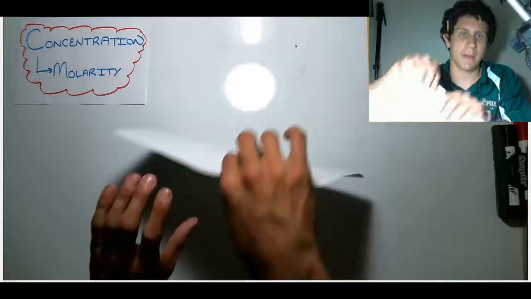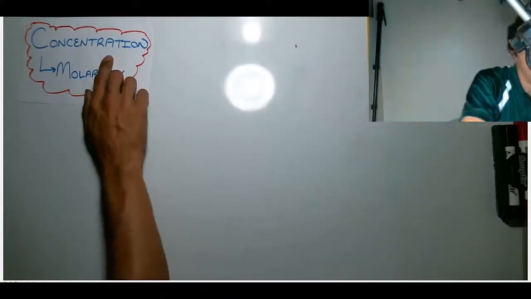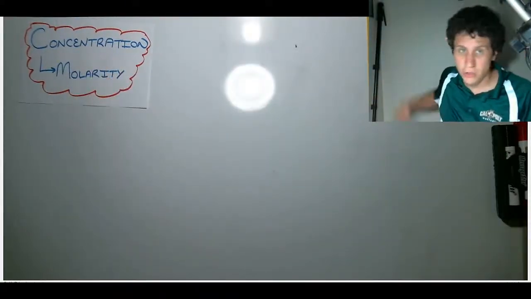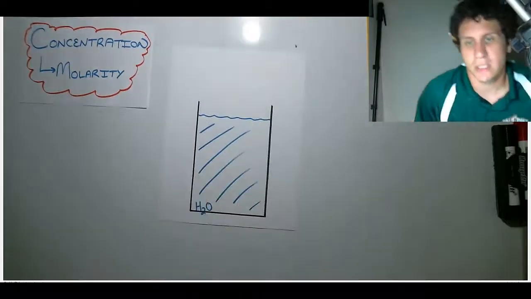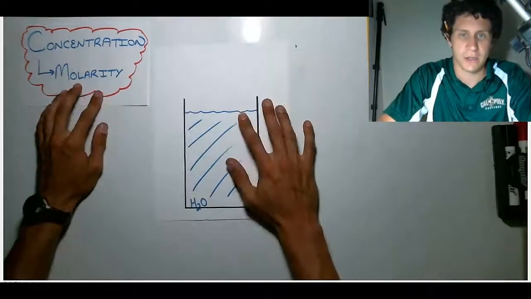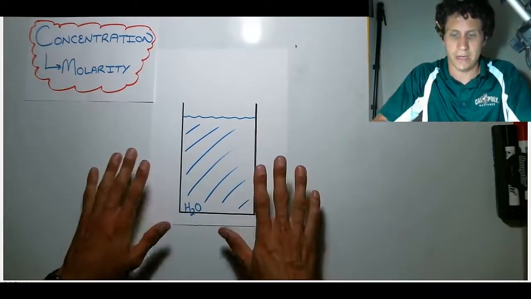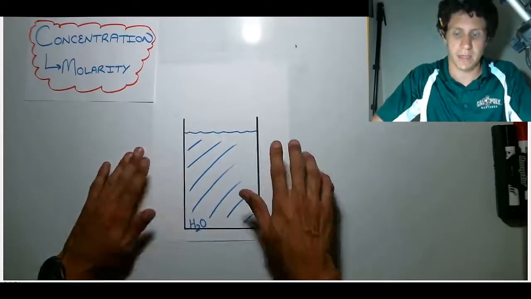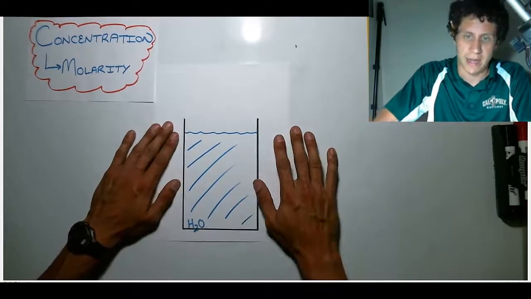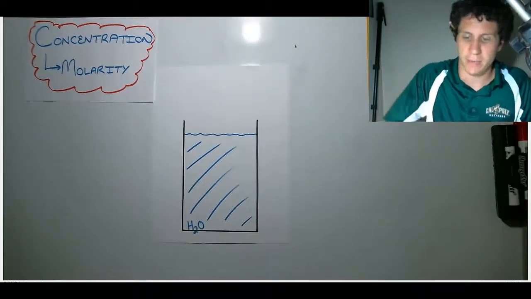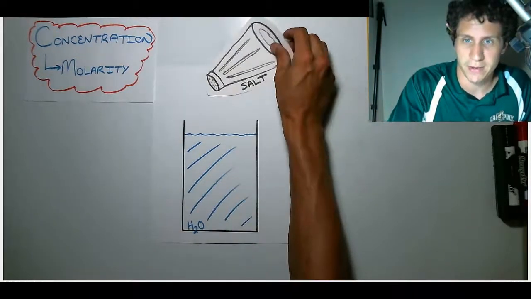So to be able to talk about the concentration of something, we need to look at a solution of something. A solution is just something dissolved in something else, okay? Two things put together. So we're going to take a very simple solution today. We're going to look at something dissolved in water. Got H2O. We're going to do something simple like table salt. Here's my awful rendition of a salt shaker.